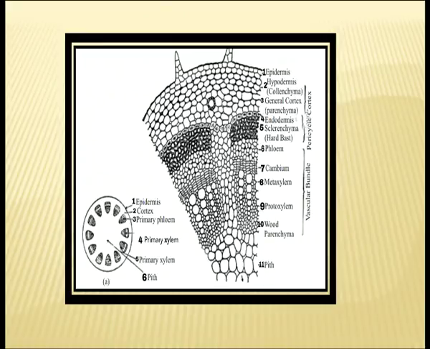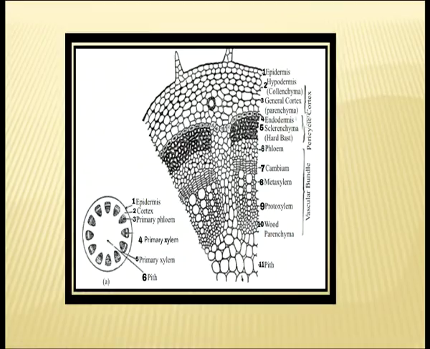This is a diagrammatic diagram and not the exact picture of the slide. But with this help, we will try to understand the structure of the stem of a dicot plant. In the diagram of the slide, the first layer, labeled number 1, is the epidermis. It is the outermost layer. Then number 2 is the hypodermis. Hypodermis is a few thin-walled cells below the epidermis.